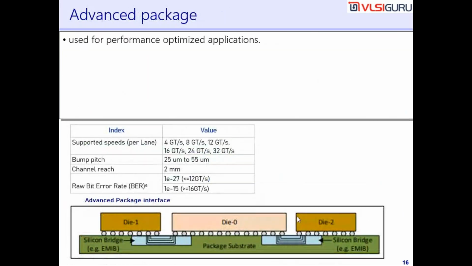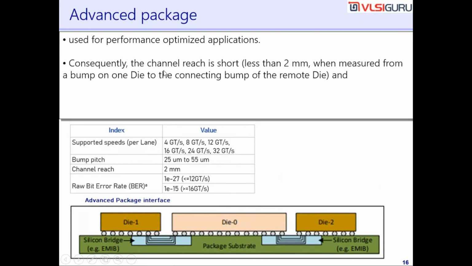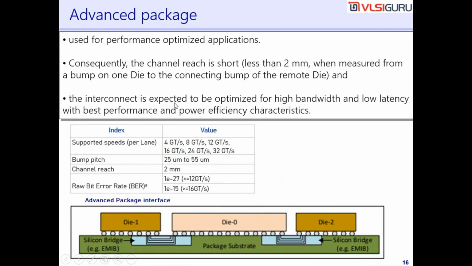Now, talking about advanced packaging, used for performance-optimized applications. Consequently, the channel reach is short, less than 2 millimeters, when measured from a bump on one die to the connecting bump on the other die. The interconnect is expected to be optimized for high bandwidth, low latency, with the best performance and power efficiency characteristics. Here are the speeds supported. Bump pitch is from 25 micrometers to 55 micrometers. Channel reach is only 2 millimeters, that is the distance between one bump and the other bump. Bit error rate is like this.